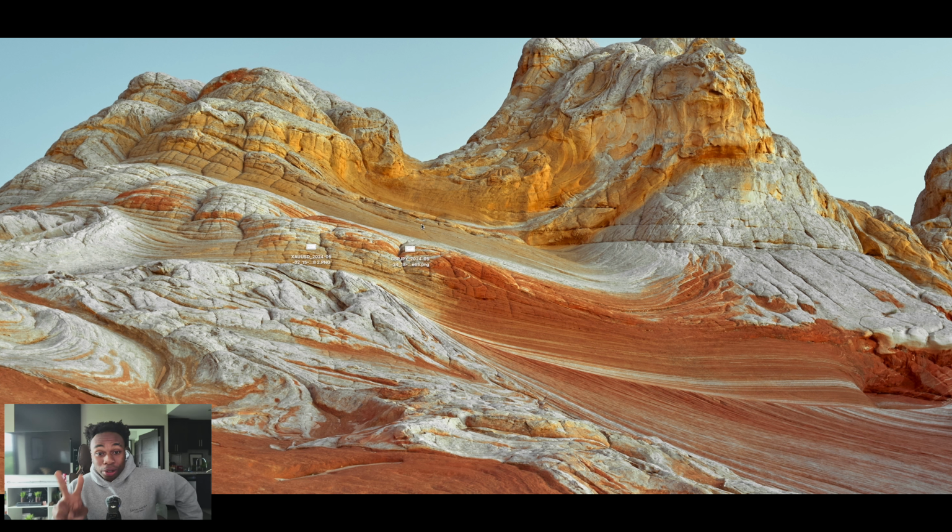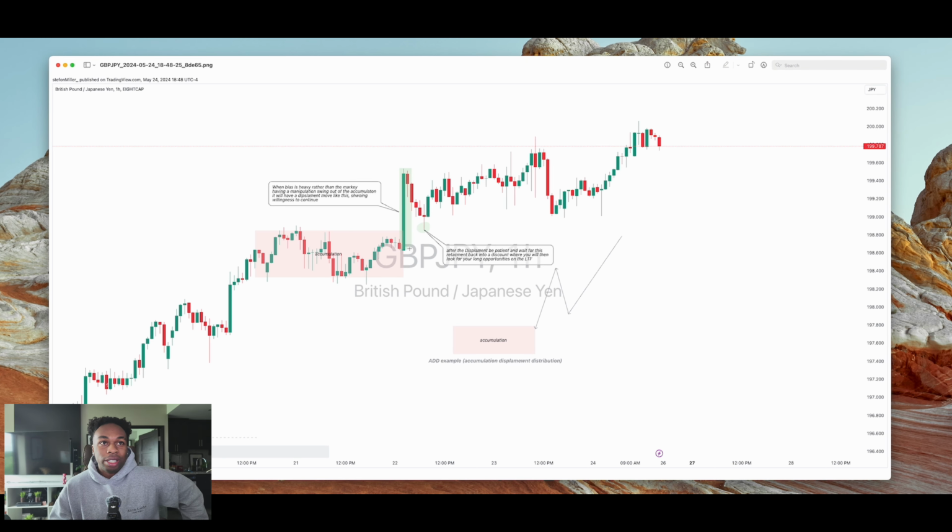All right, guys, so there's two models for this. There's accumulation, manipulation, and distribution, and then accumulation, displacement, and distribution. I'm going to start with the ADD, accumulation, displacement, distribution model, example first, and then we'll go into the AMD after. These are my own personal study sheets, so there's going to be spelling mistakes in them.